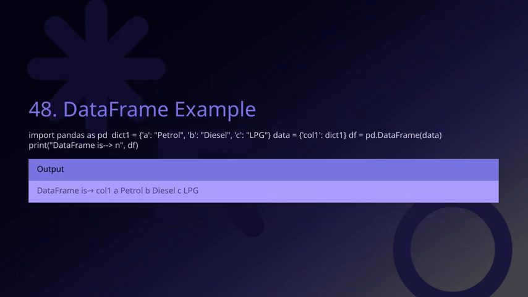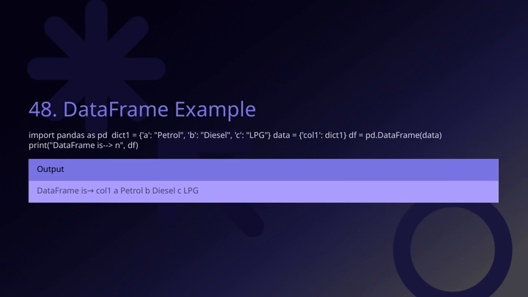Now let's look at this example of creating a data frame in Pandas. You can see that we start by importing Pandas as pd, which is a common convention. Then we define a dictionary called dict1 where the keys are A, B, and C, and the values are the fuel types, petrol, diesel, and LPG. Next, we create another dictionary named data, which has a single key, col1, and its value is the dict1 dictionary.